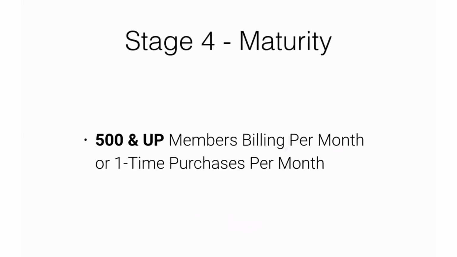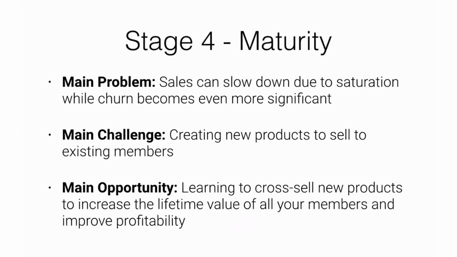And then stage 4 is maturity. And this is where you have from 500 and up members billing per month or one-time purchases per month. The main problem here is sales can start to slow down due to saturation. At the same time, churn or cancellations become even more significant because you just have more members. Therefore, you have more members to lose. Even at a small percent, you're still losing a lot, and you have to be replacing them.